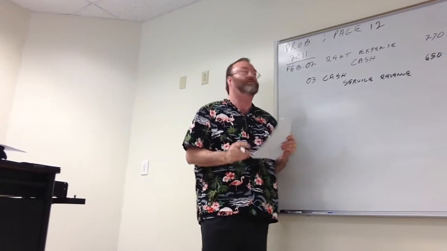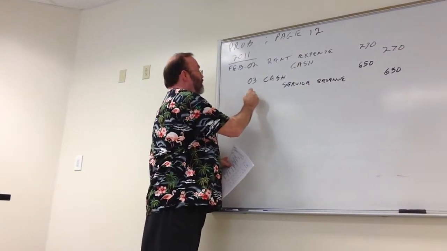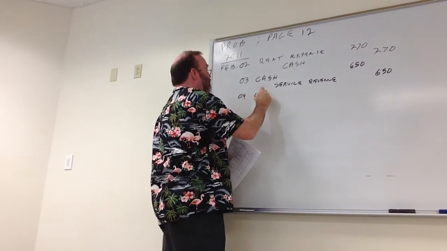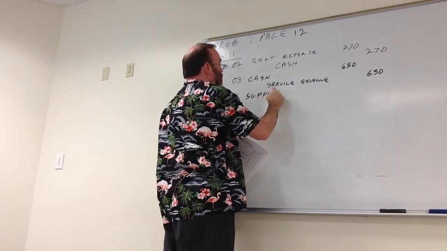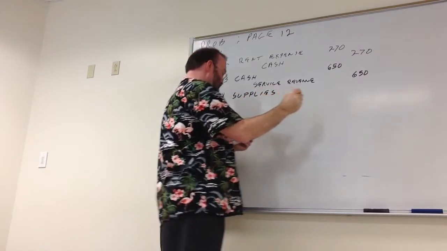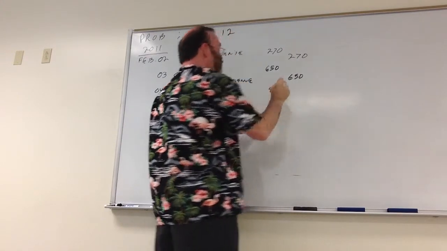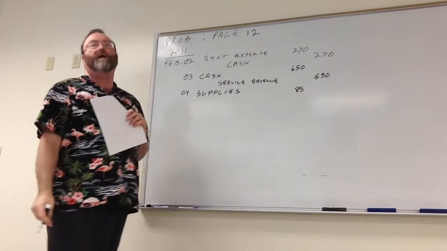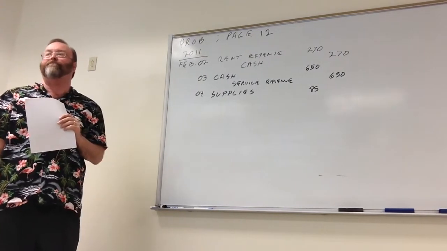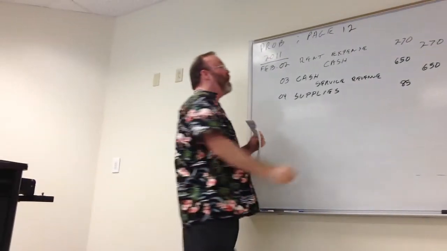On number 4, we purchased supplies on account. So what's the debit? Supplies. And we bought $85 worth. And the credit? Accounts payable, because it said on credit.